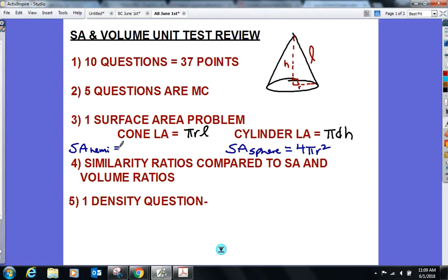Surface area of a hemisphere. You have 4 pi r squared, right? Cut that in half and add what on to it? Pi r squared. What does this simplify to? 2 pi r squared plus another pi r squared, so 3 pi r squared. I don't know which way you want to remember it, either way works. Volume, you do not need to worry about what's covered up.